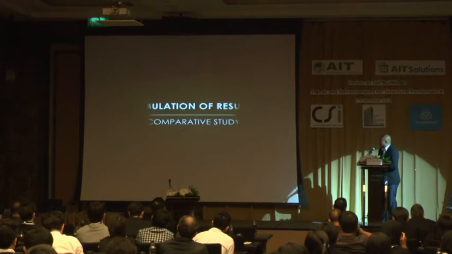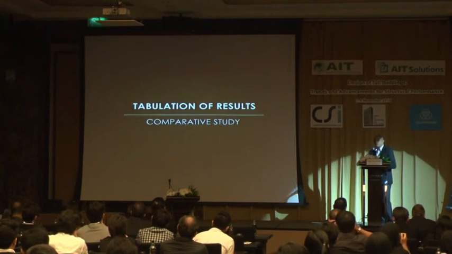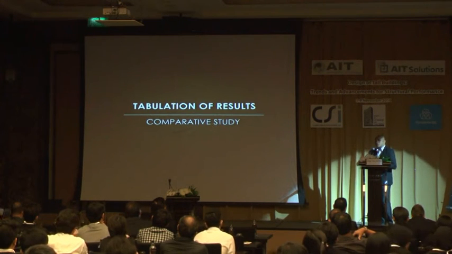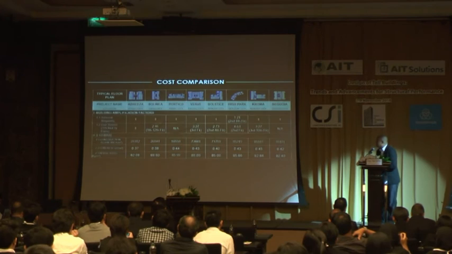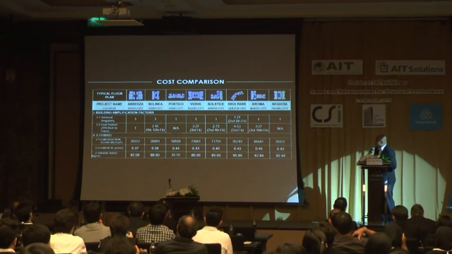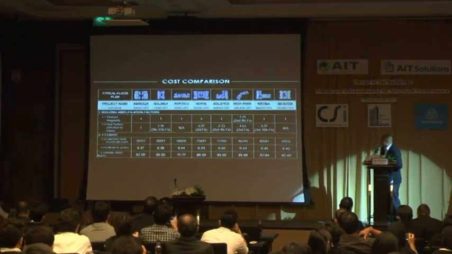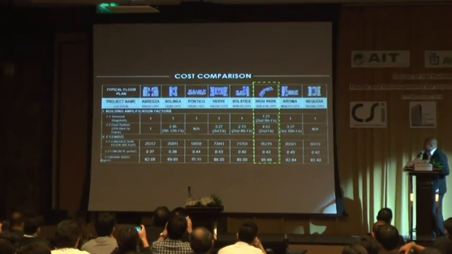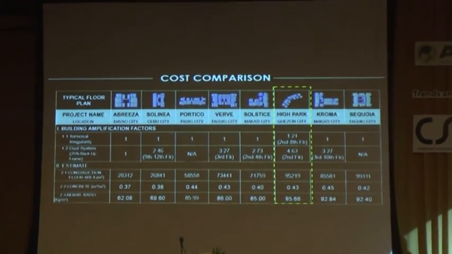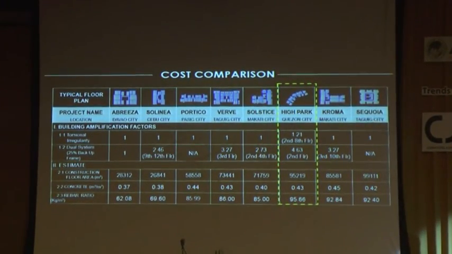Okay, next, please. So the results were compiled and tabulated, and each building's parameters are scrutinized to identify what factors contribute to or affect the cost of your structure. Next, please. So it is shown, based on these values, that High Port Tower has the highest rebar ratio and also the most amplification factors.